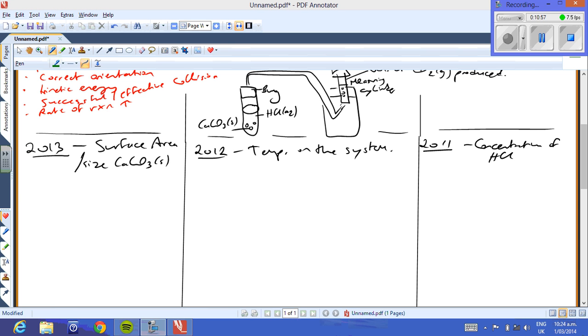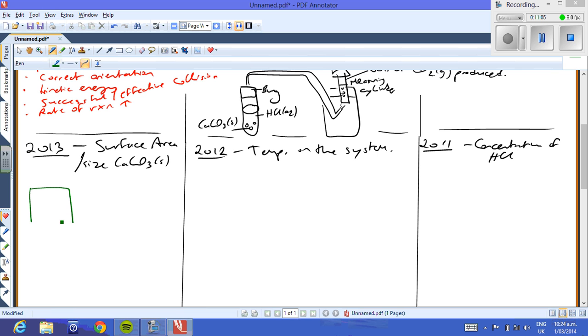Okay, so let's talk about surface area, or the size of the calcium carbonate that you use. Well, the basic idea here is that if you have a large piece of calcium carbonate, so let's represent it like that. So this is calcium carbonate, solid to begin with. If we just think in 2 dimensions, there are going to be 1, 2, 3, 4 surfaces exposed. Now, what are we exposing them to? Well, we're exposing them to the hydrogen ions and the chloride ions from the HCl acid. And that's the other reactant particle. So 4 surfaces exposed to collide with the HCl particles.